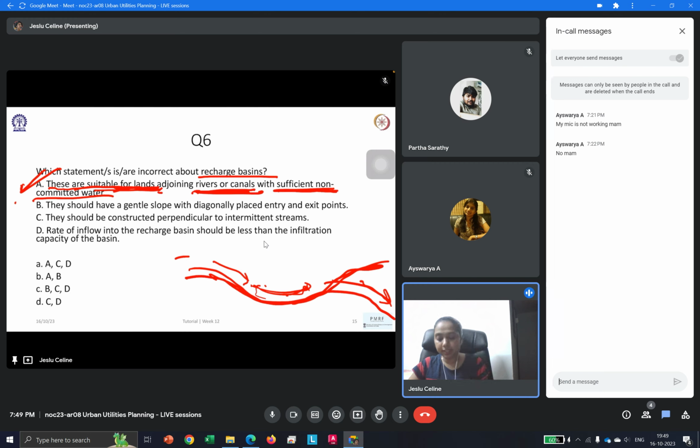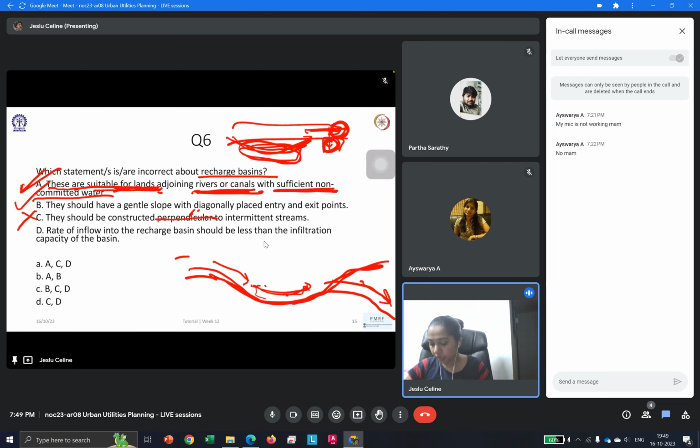So your idea is that there is a stream, you construct something here, and parallelly you divert the channel a bit and then you recharge over here. But if you construct something perpendicular like this, then you're actually obstructing the stream. So water will not flow after that, right? You don't want that to happen. So they are usually constructed parallel. So this is a wrong statement. They are constructed parallel to the intermittent streams.